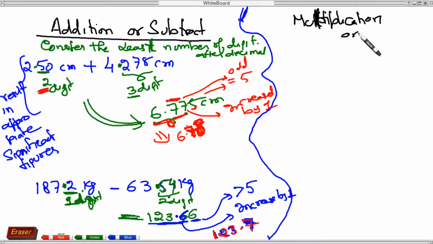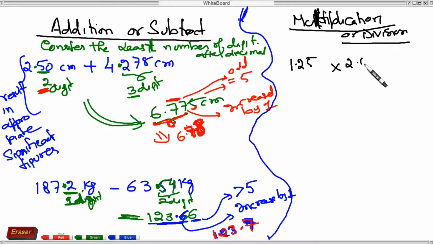Multiplication or division. Let's look into some examples. The number given is 1.25 multiplied by 2.0. In case of addition or subtraction, we consider the least number of digits after the decimal, but here we will look at the significant digits.